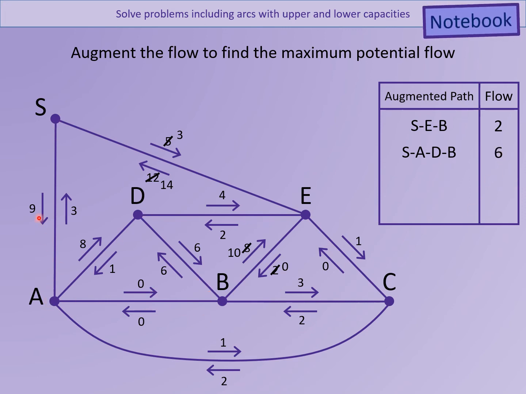So at least 6. What would be left? 3. What would this go to? 6 plus 3 is 9. So these two swap places. That goes to 3, that goes to 9. What about this one? Well, if I've got 8, I use 6 of it. I've only got 2 left I can still use. But I can reduce it down by the 6 plus this extra 1. So that's 7.